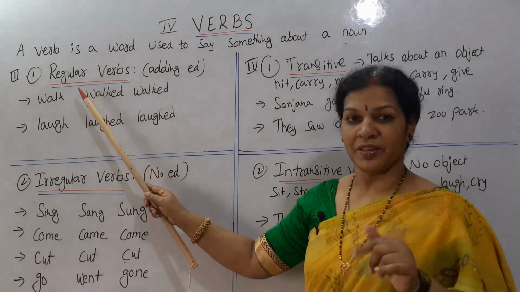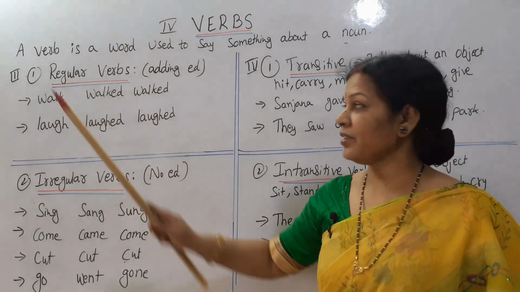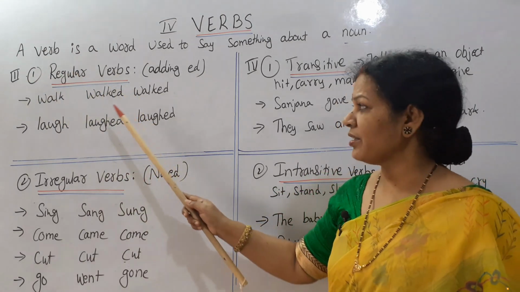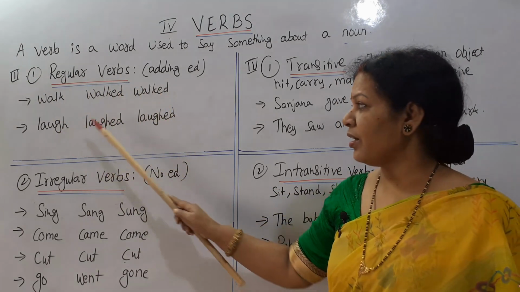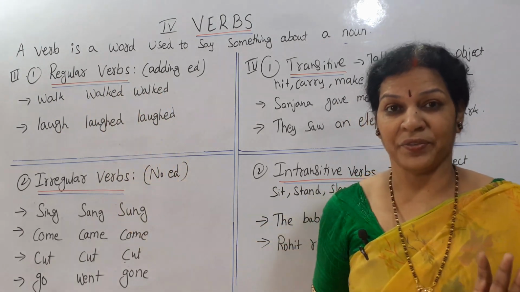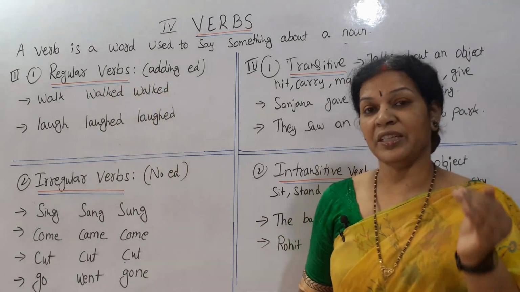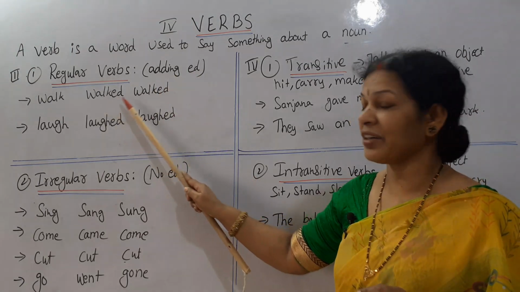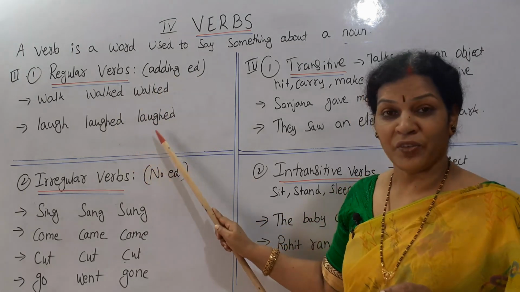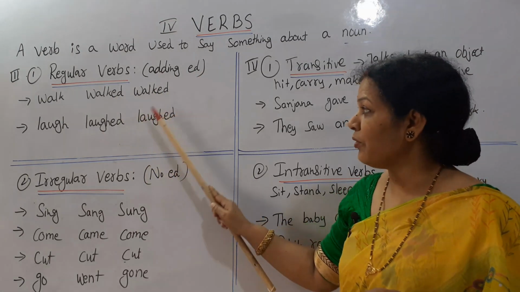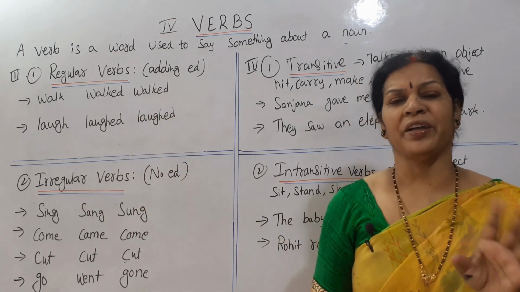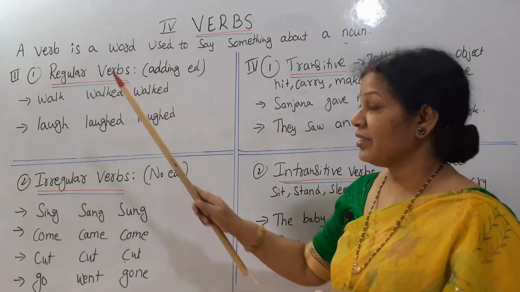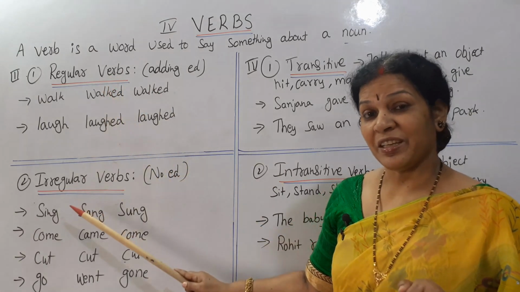First one in this slide is regular verbs. Regular verbs means generally whatever we say, walk, walked, walked, laugh, laughed, laughed. This kind of verbs we call regular verbs. In other words, when the verb is ending with ed, walked, laughed. When you find ed, that is a regular verb, easy to identify. Most of the verbs you will find are regular verbs.